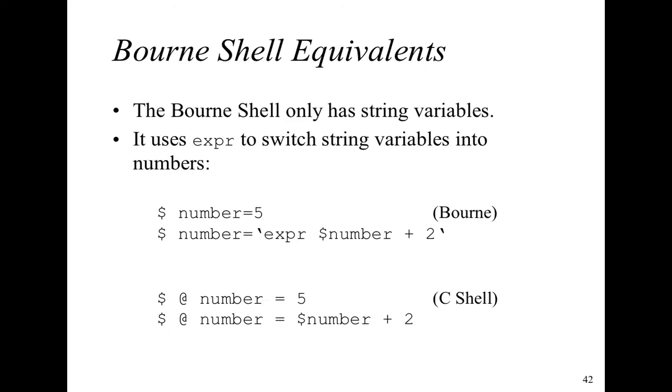So now we have the Bourne shell equivalents. These were the C shell ones that we were looking at. So Bourne shell only has string variables, no numbers.